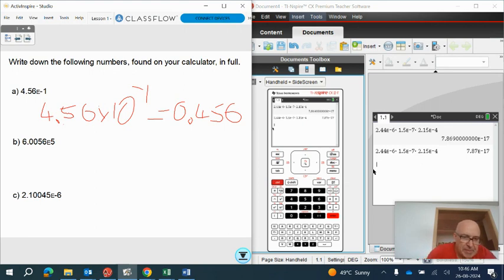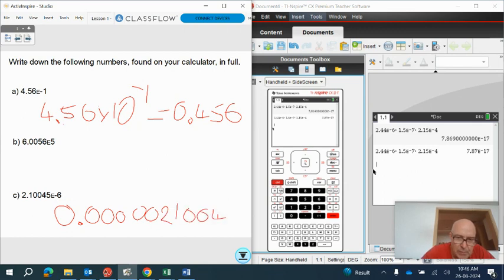So for instance, this one here at the bottom, we've got 2.1. So this is going to be 0. It's going to have 5 zeros next. 1, 2, 3. Group them in threes, makes it easier to read. Put a small space, 4, 5, and then write the number 2, 1, 0, 0, 4, 5. Yeah, that's how we write that one.